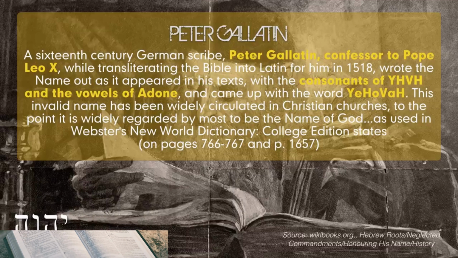Peter Gallatin, confessor to Pope Leo X. While transliterating the Bible into Latin for him in 1518, the Jesuits, by the way, were the confessors to the popes, the kings, and the princes, but they weren't formed yet until 1534 or so technically, but this guy is one of the forerunners indeed. He is even known for knowing Kabbalah so well he formed an argument for Jews to become Christians. That's because he was a Pharisee.